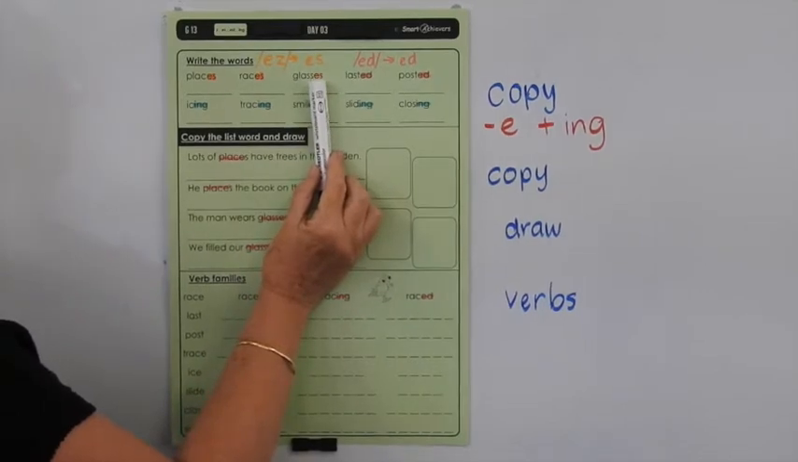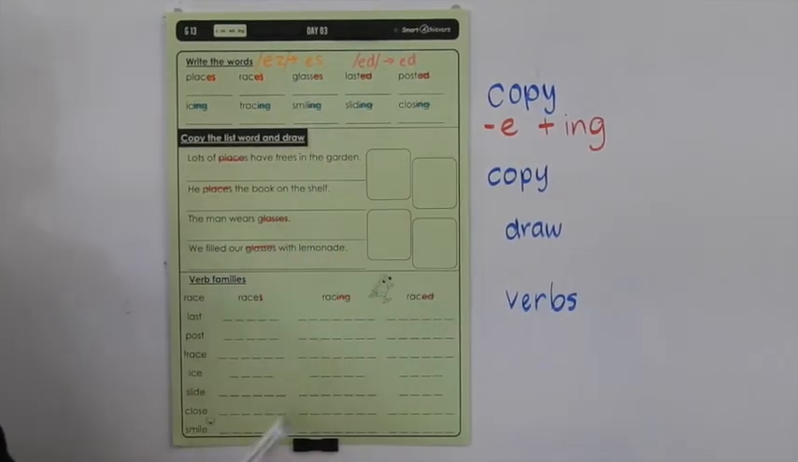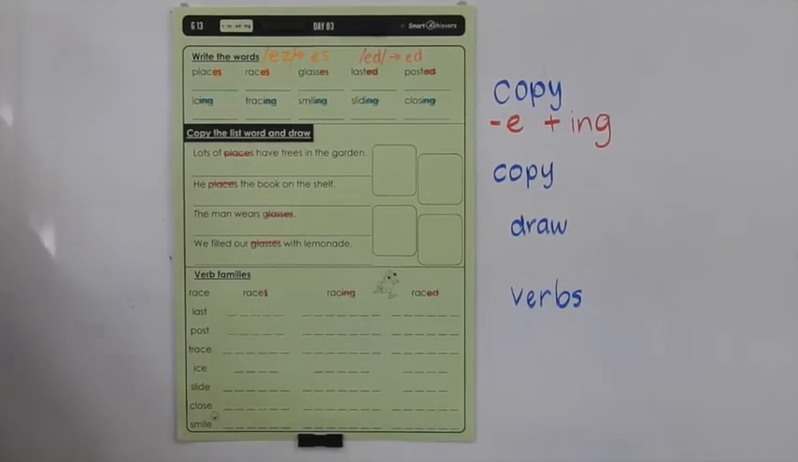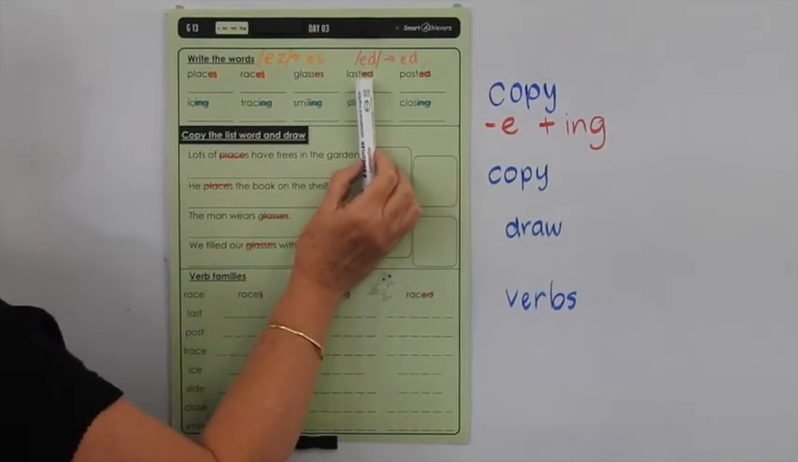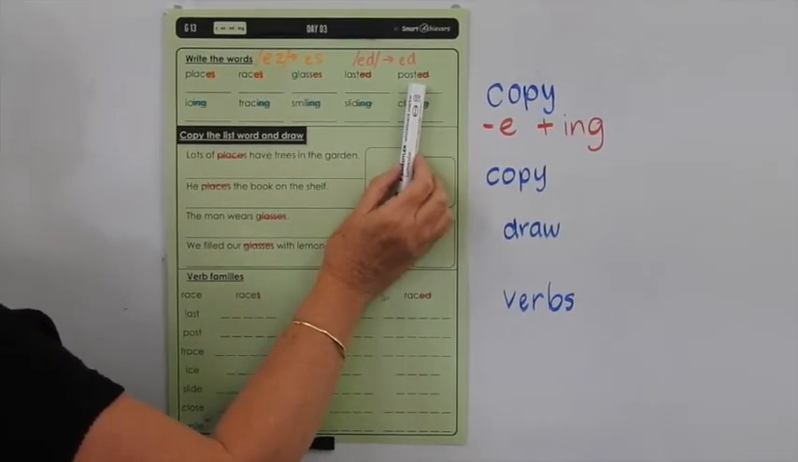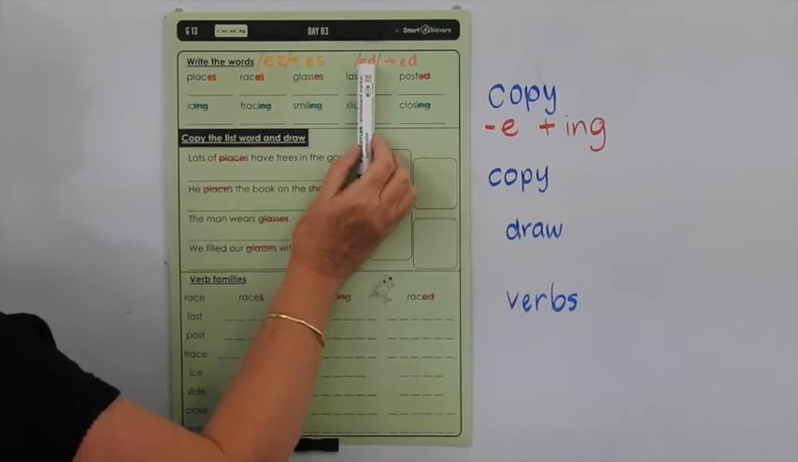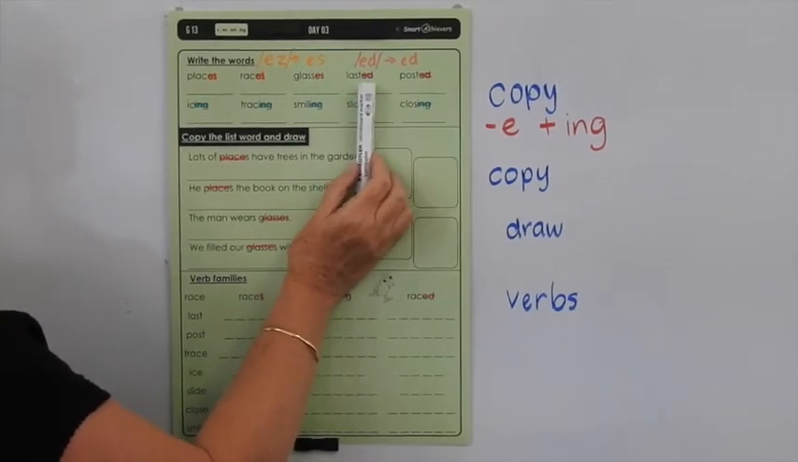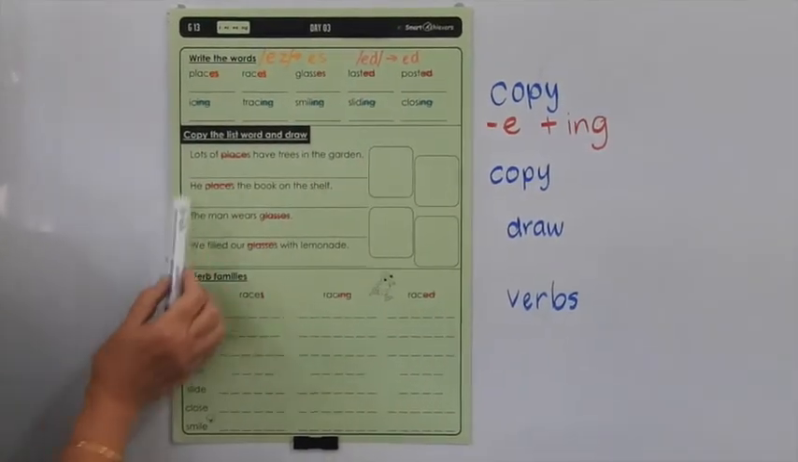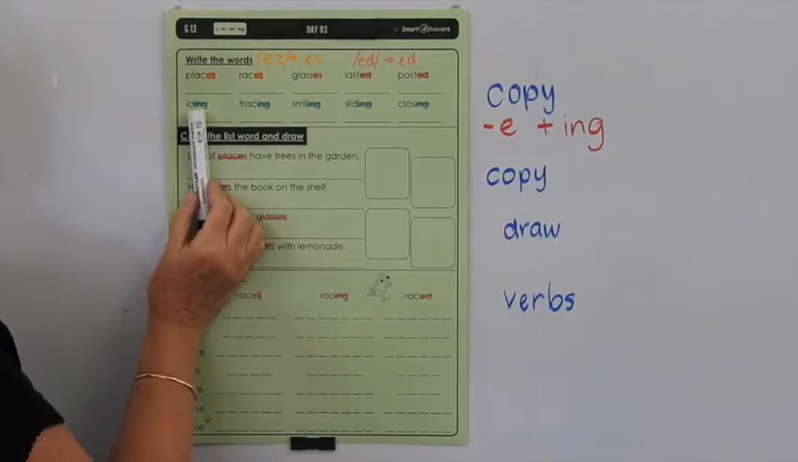And glasses, you have to add the ES. You could never have three S's in a row in a word, so that's another hint for you. Now in these words, lasted and posted, you're hearing the ED making its id sound. So when you hear that, you know you have to write ED. Down here, the ing is ing.